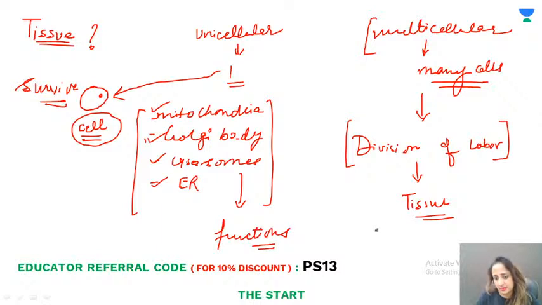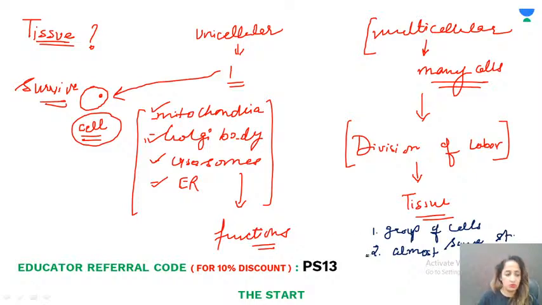So tissue is, you have to remember, a group of cells, right? More than one cell is present in tissue. Group of cells with almost the same structure or similar looking. And third, performing a unique function, right?